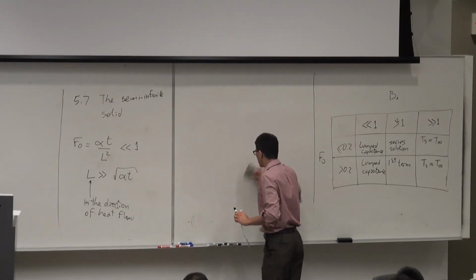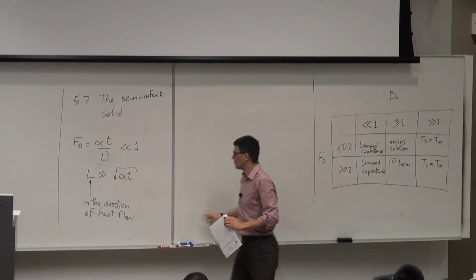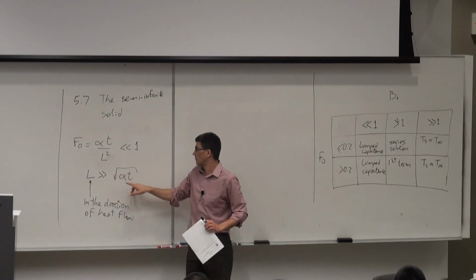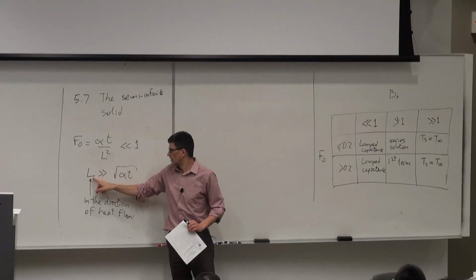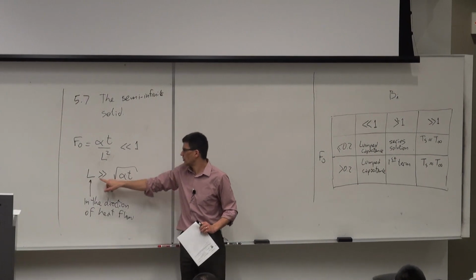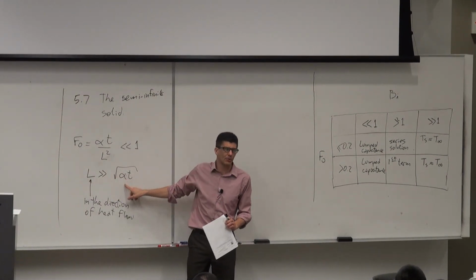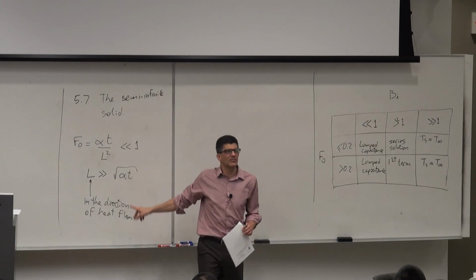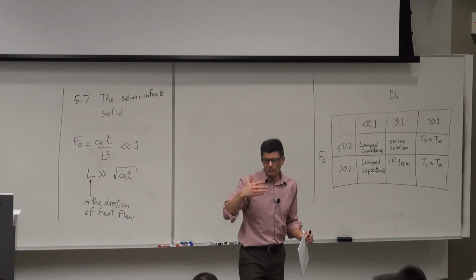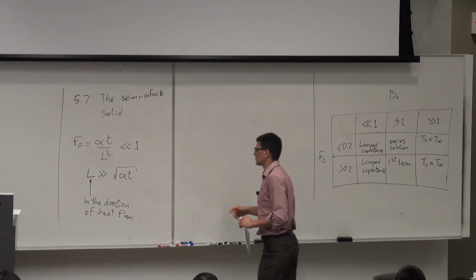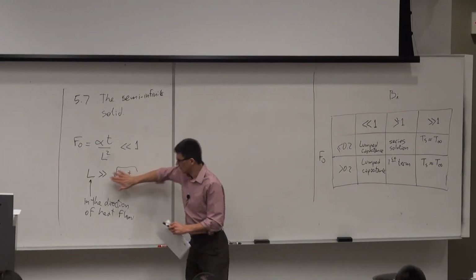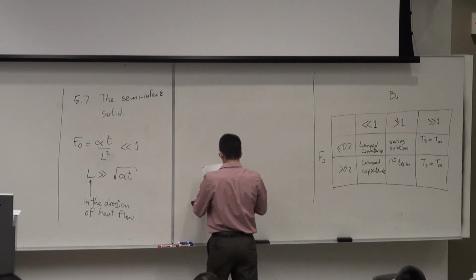So the semi-infinite solid applies when the combination of size and time match this equation, right? If something is not smaller, not much bigger than this square root of alpha t, maybe it's not semi-infinite. Maybe you spend enough time in which the heat reached the other end, right? So short times or large bodies.